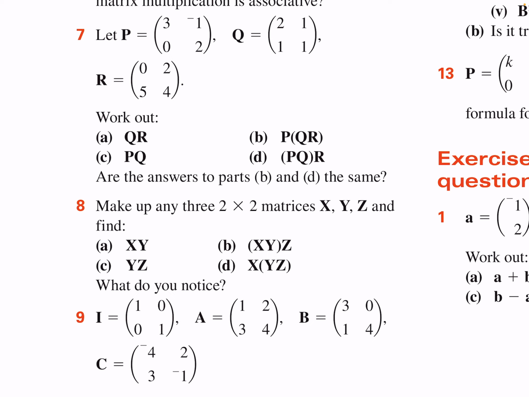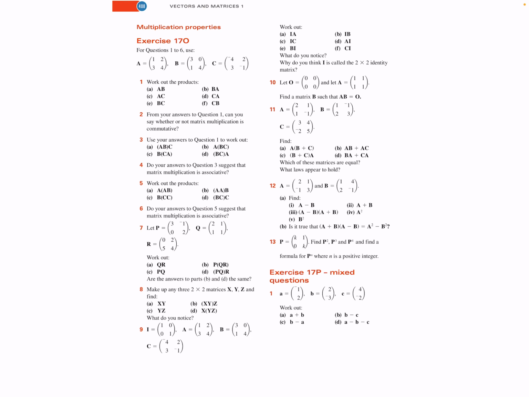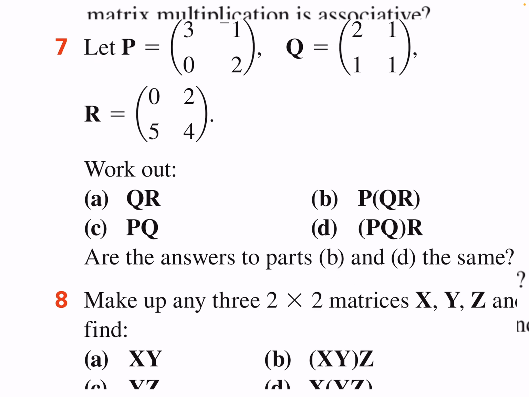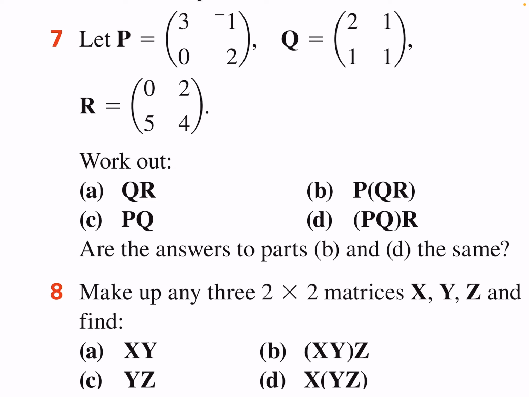To really get you going and get you in the mood for paper 2, exercise 7 will get you there. Page 408. Work out QR. So you have to multiply Q with R. And then PQR. So you have to multiply QR and then multiply again with P. Those things come in paper 2s, exactly like this. They give you 3, sometimes 4 matrices, and they say multiply them with each other.